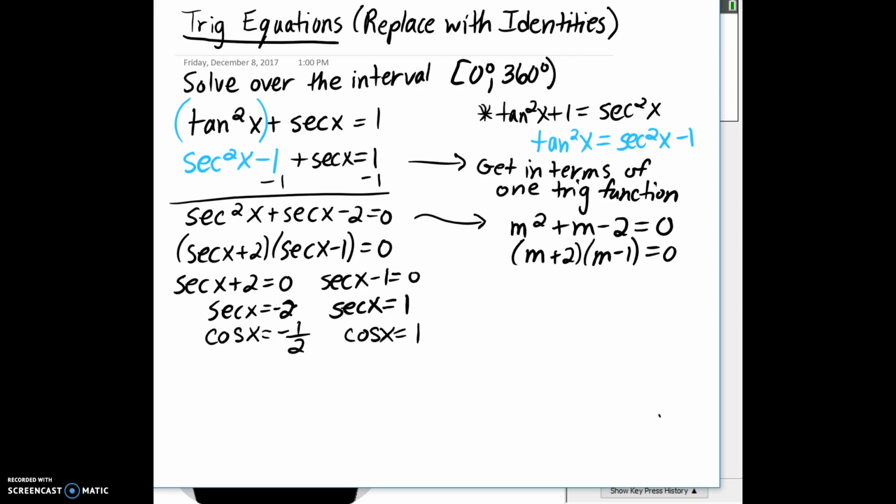Let's say you did have a quadratic formula situation. It would be much easier to get the function in terms of cosine and then plug in the quadratic formula there instead of waiting till the end. Okay, so since we're going 0 to 360, you want to think reference angles. Reference angle for inverse cosine of 1/2 is 60 degrees. And then cosine is negative in the second and third quadrant. So we would do 180 minus 60. That's going to give us 120 for the second quadrant. And we're going to do 180 plus 60 for the third quadrant.